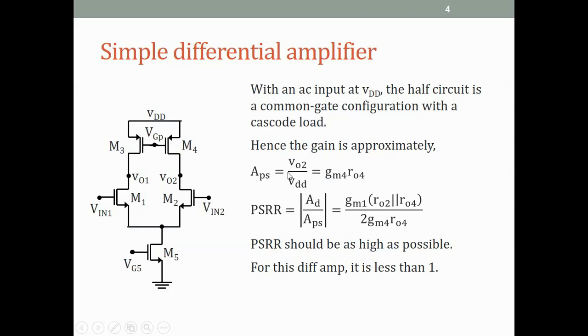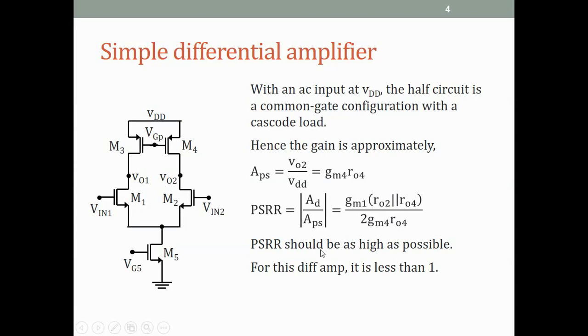Plus, of course, because it's a common gate stage. So PSRR then is AD by APS. APS is GM4 RO4, and AD we found before for this circuit. It is GM1 by 2 into RO2 parallel RO4. So if you look at this expression and assume that the GMs are equal, then PSRR is actually less than 1. It is of the order of 1 by 4 if the GMs are equal.